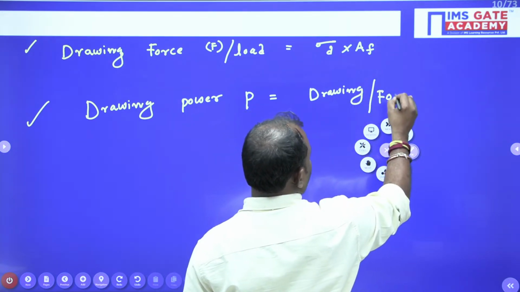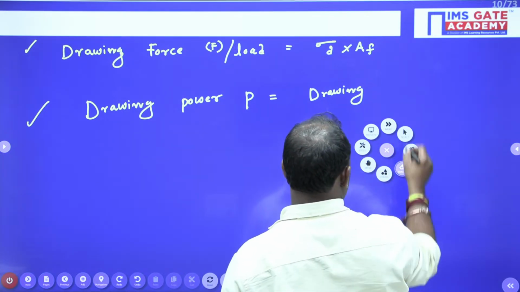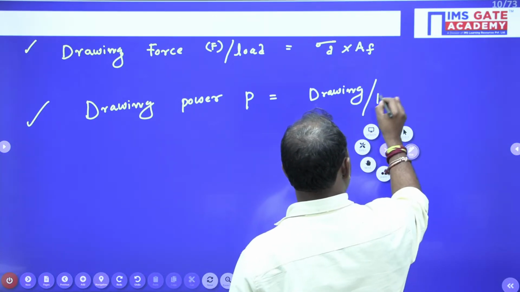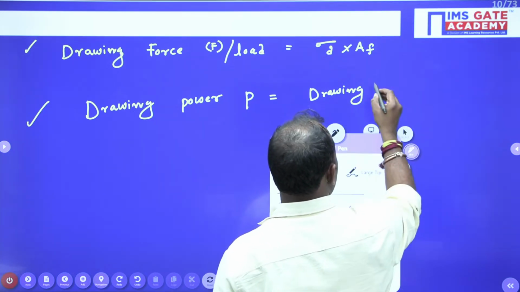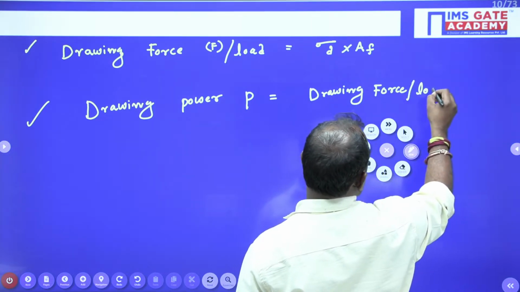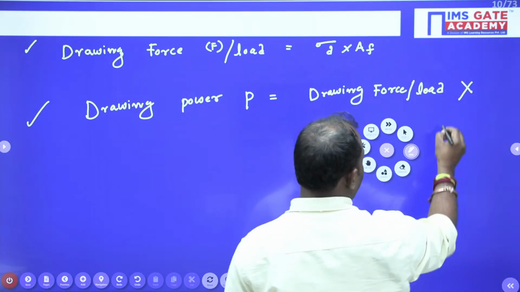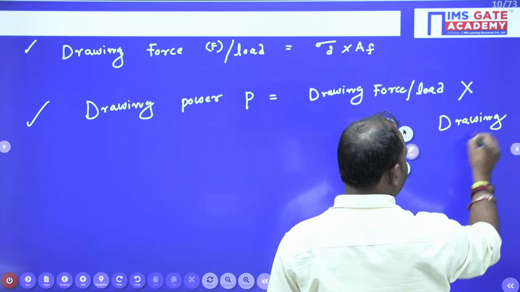drawing force or load multiplied with drawing velocity. At what speed? Drawing velocity.